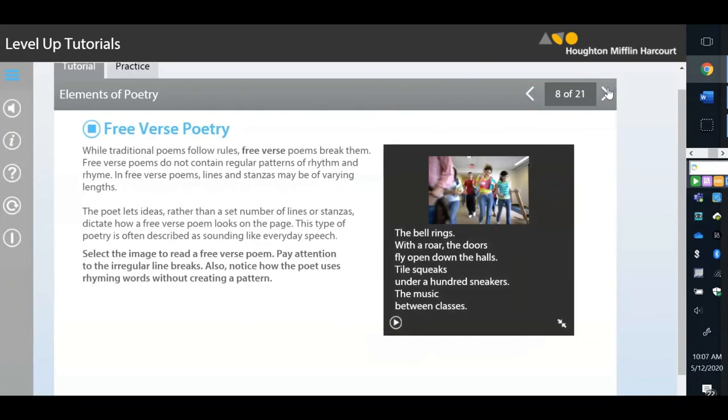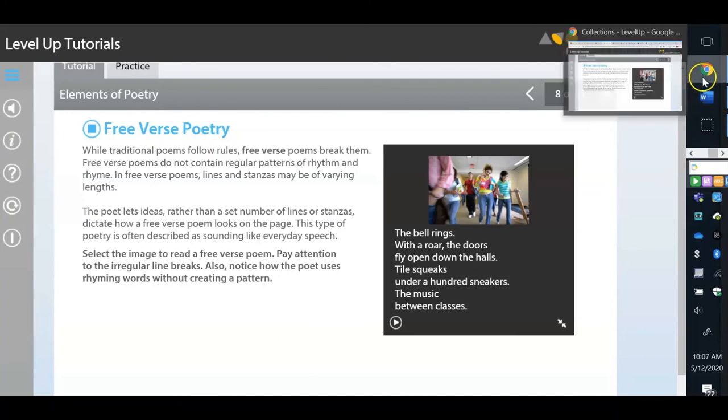While traditional poems follow rules, free verse poems break them. Free verse poems do not contain regular patterns of rhythm and rhyme. In free verse poems, lines and stanzas may be of varying lengths. The poet lets ideas, rather than a set of numbers of lines or stanzas, dictate how a free verse poem looks on the page. This type of poetry is often described as sounding like everyday speech.